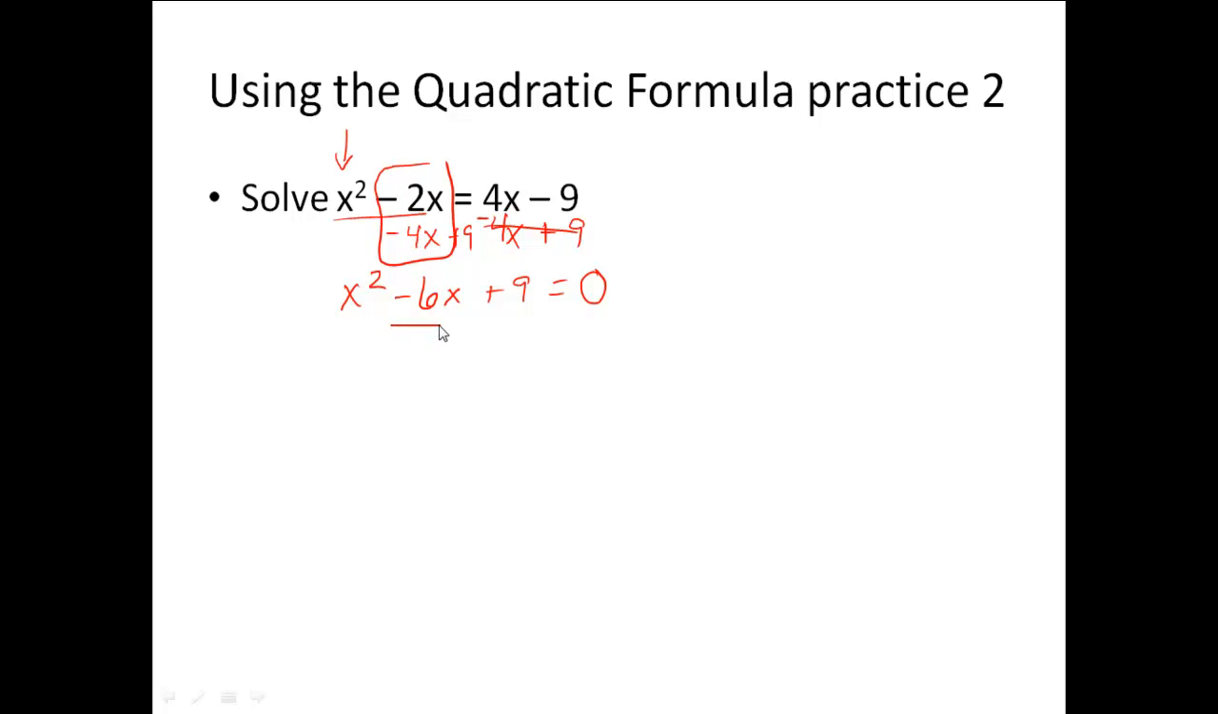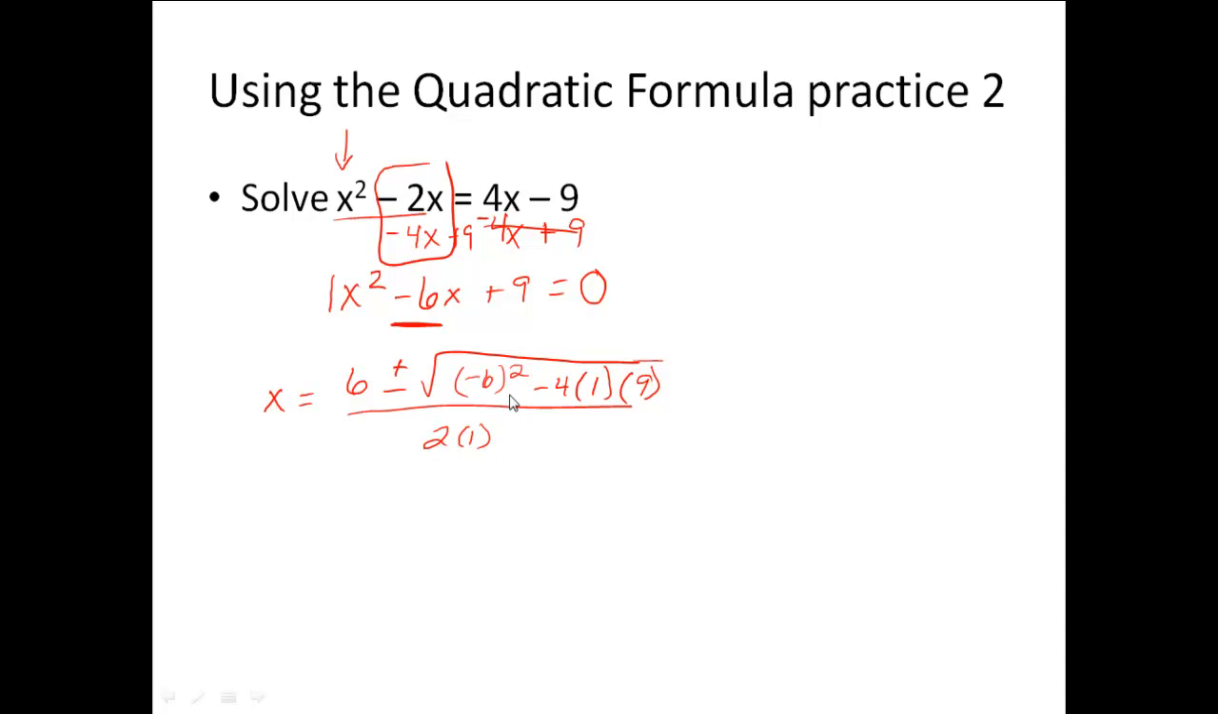Now in this case, b is a negative 6. So when I do the opposite of b, I'm going to have positive 6. Then plus or minus the square root of b squared, so I'm going to have negative 6 squared minus 4 times a. Now in this case, there's no number visible here for an a, which means it's actually a 1. So we have a 1 there, and then my c would be a 9. Divide that all by 2 times a.